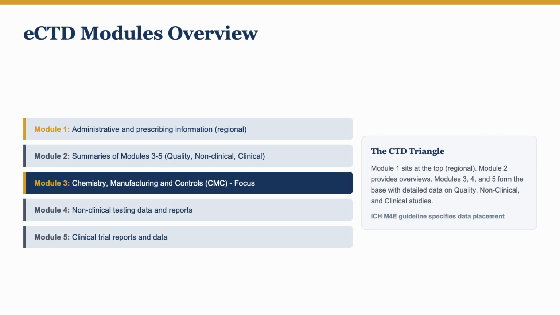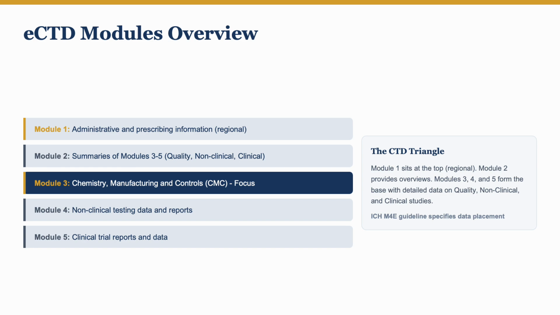The Electronic Common Technical Document, or eCTD, consists of 5 modules. Module 1 is regional and contains administrative information like application forms, proposed indications, and labeling specific to each regulatory authority. Module 2 provides summaries of all the detailed information in Modules 3 through 5, including the Quality Overall Summary, Non-Clinical Overview, and Clinical Overview. Our focus today is Module 3, which represents the chemistry, manufacturing, and controls data. This module contains in-depth information for both the drug substance and drug product.